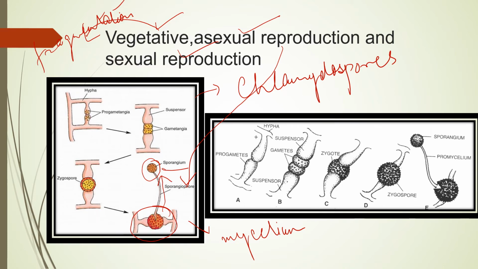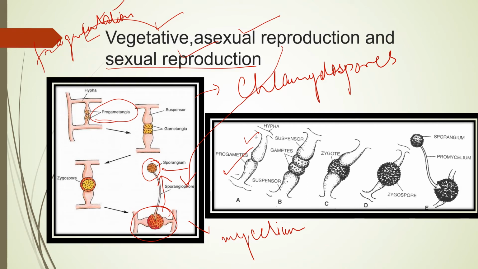Now we are coming to another part, that is sexual reproduction. So what is happening here? We can see two compatible hyphae coming together. In both the mycelia, a small outgrowth has developed and they are forming progametangia. So when they come in contact, they form these progametangia.